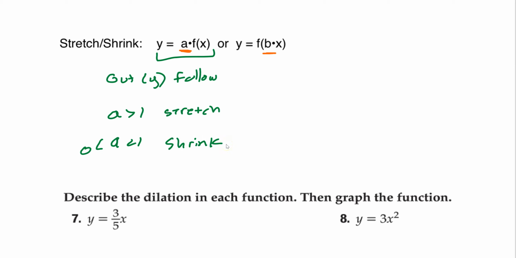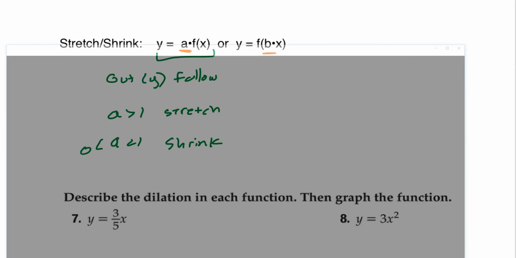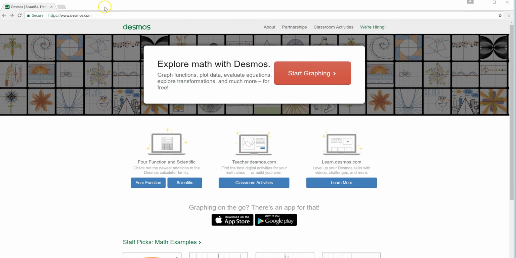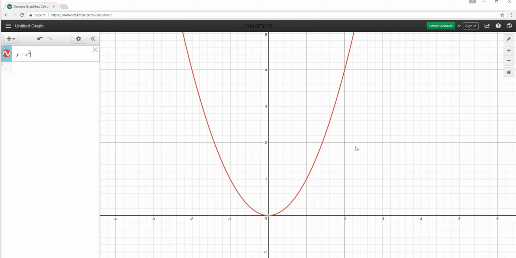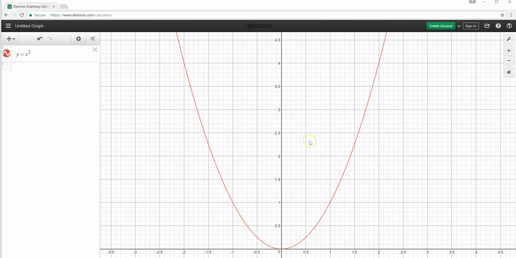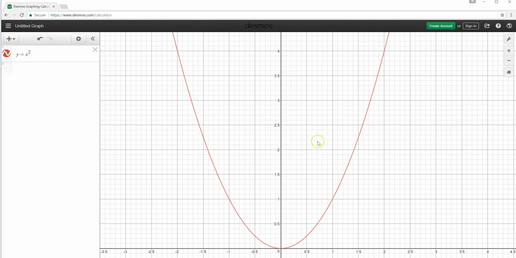Now honestly, the best way to show you this is I'm going to use the website Desmos right here. It's a nice free website. Start graphing. So let me show you, let's graph something. I'm going to go y equals, let's just show x squared. Let me zoom in a little bit. Maybe a little too much, but there we go. Y equals x squared. Then I'm going to do another graph. Show what happens when we put a big number on the outside. Y equals 3x squared.